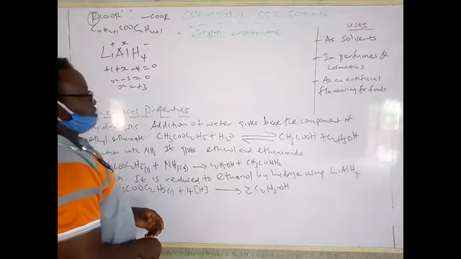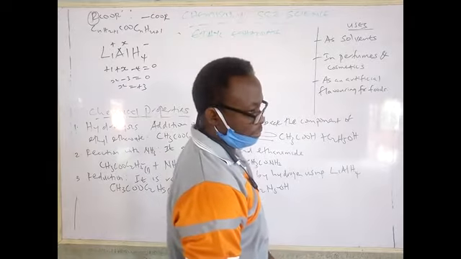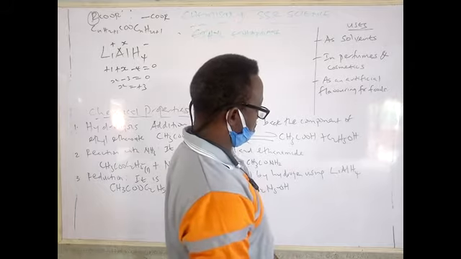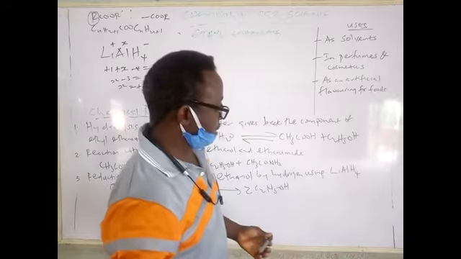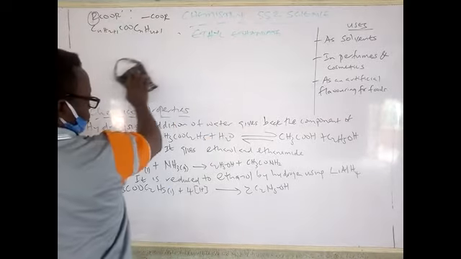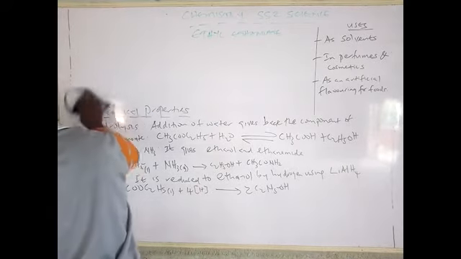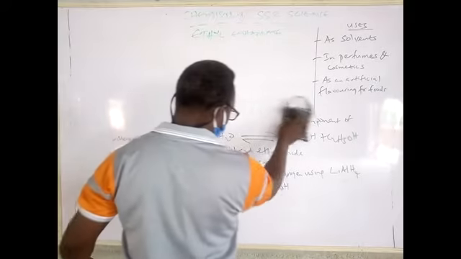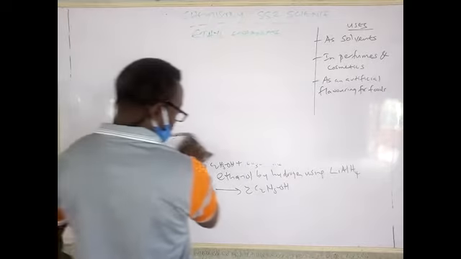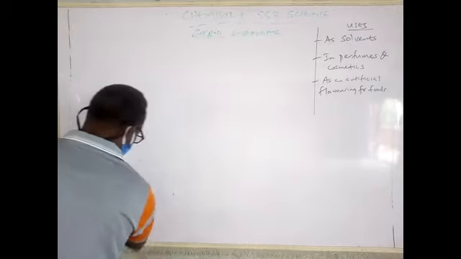What are the uses? Generally, it can be used as solvents. That's number 1. Number 2, it can be used in perfumes and cosmetics. And thirdly, it can be used as an artificial flavouring for food. Those are the few uses of esters generally. So I'm going to move on straight away to another subtopic.